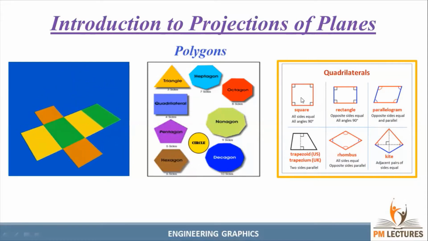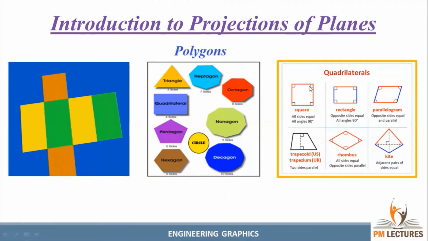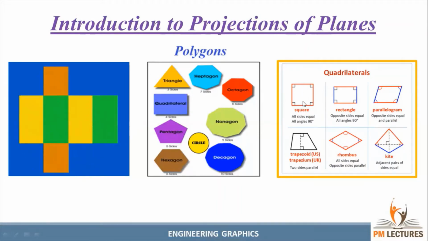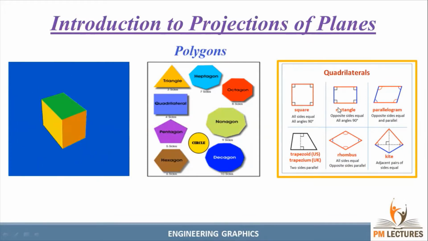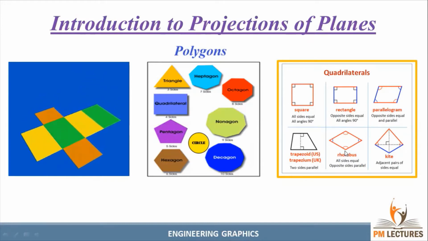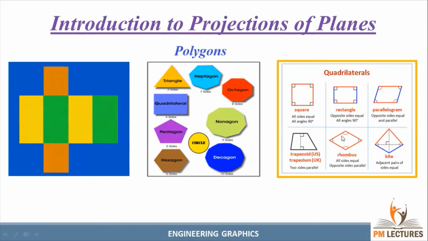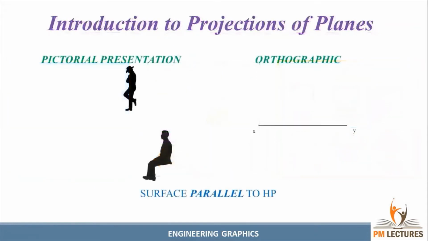Here I can put a square also. See here, 4 points with equal sides are able to produce a square lamina. At the same time, 4 points with opposite sides equal will be able to produce a rectangle lamina. Here a parallelogram is also there, a rhombus also there. So we can see it in the projection of planes in the next slide. So we can go for the projection of planes concept now.